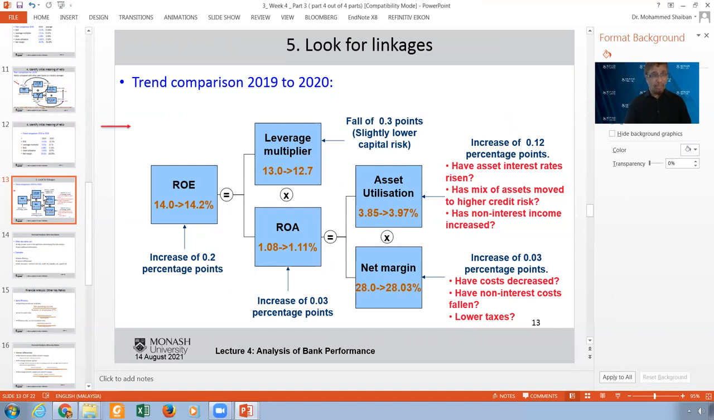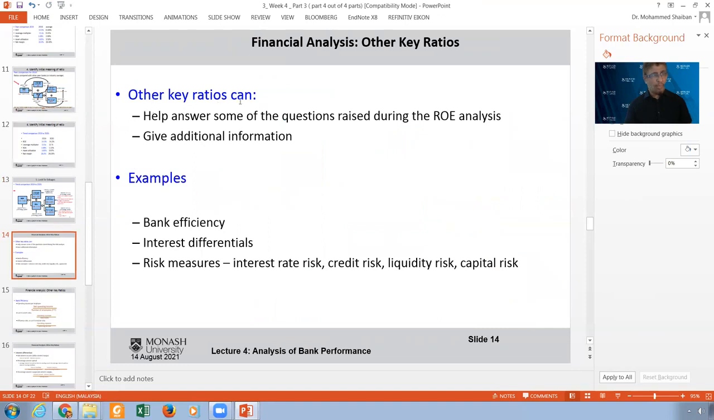I think there is an appendix, and I will upload it for you. I think I get it from the book. That appendix is only 2 or 3 pages. You can read it. We have other key ratios. Now, the other key ratios, maybe you see them for the first time, but they are actually related to banking. And by this stage, which is week 4, you already have some information about it.